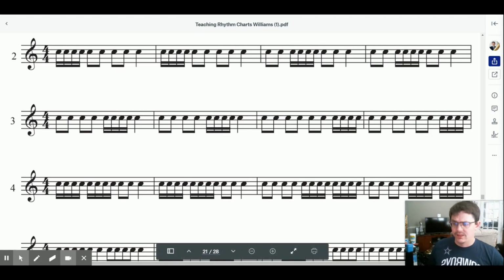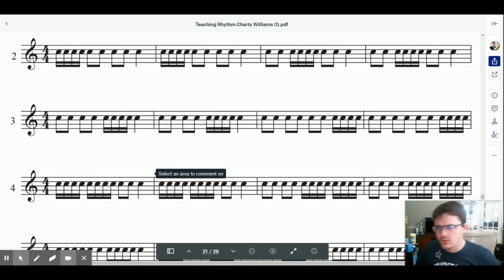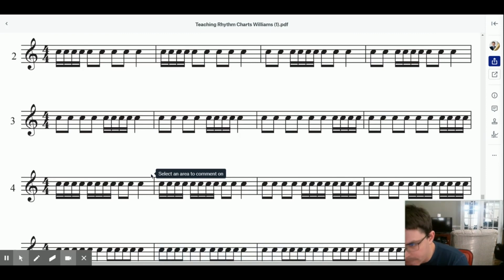Let's wind pattern line 3. 1, 2, line 3 wind pattern, go.